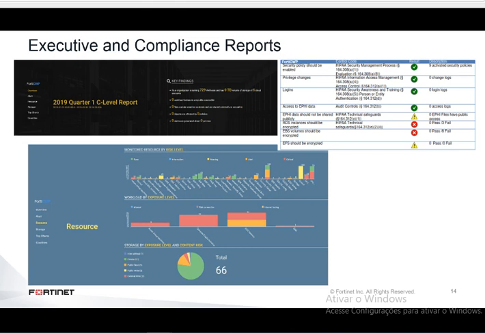Some of the main advantages of FortiCWP are enhanced visibility and historical snapshots of public cloud environments, continuous monitoring of security and compliance assessment policies, and comprehensive reporting to stay compliant and reduce risk.